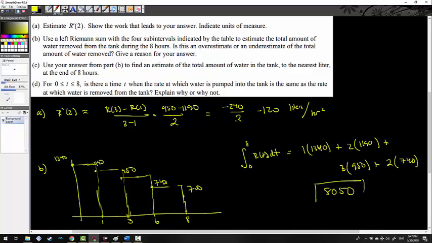It never indicates that I should be putting units in, so I'll just put that in there. If I wanted to integrate liters per hour, then I would be removing 8,050 liters during the time interval 0 to 8.